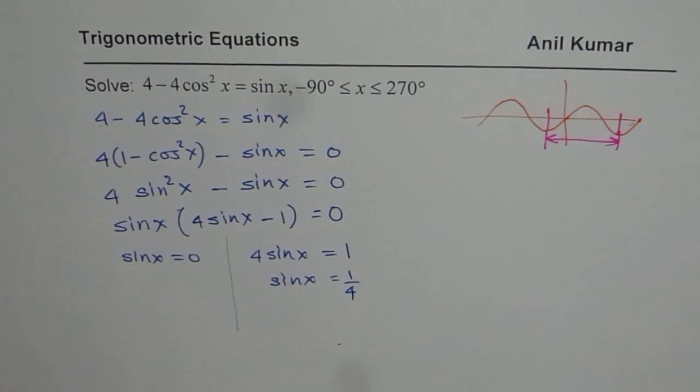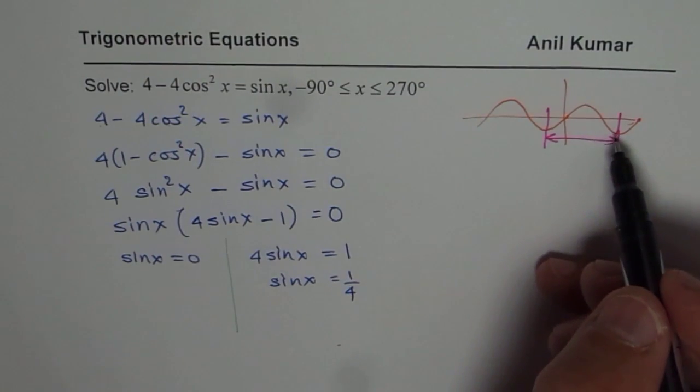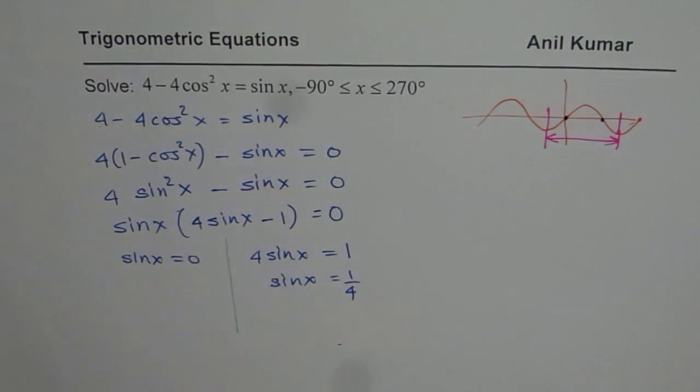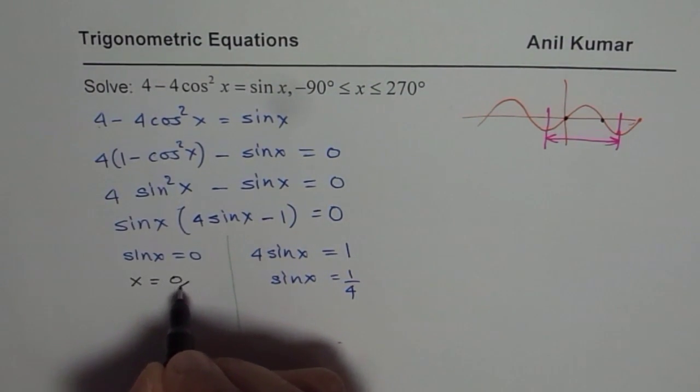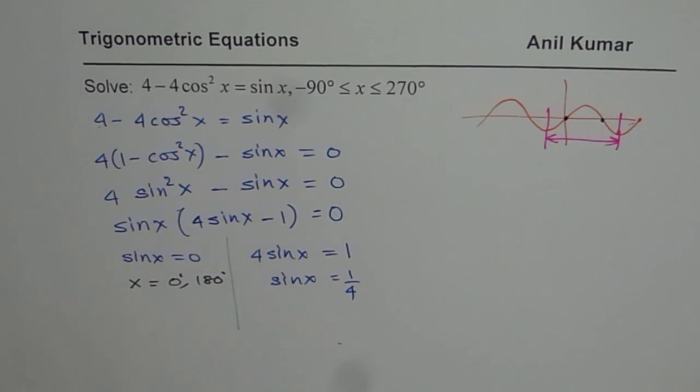We need to work in this particular domain. Remember that part. Now as far as sin x equals 0 is concerned, in this particular domain you can see it has two solutions. Those are your two solutions. So I can write here x equals 0 and 180 degrees. So these are the two solutions for 0.